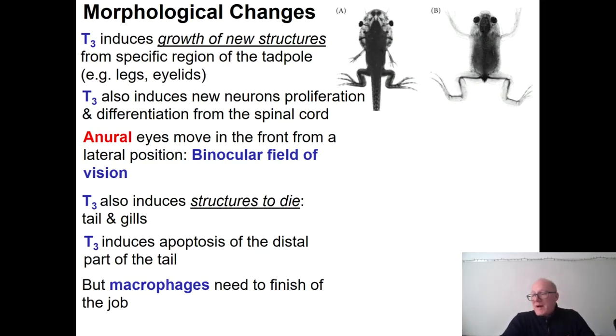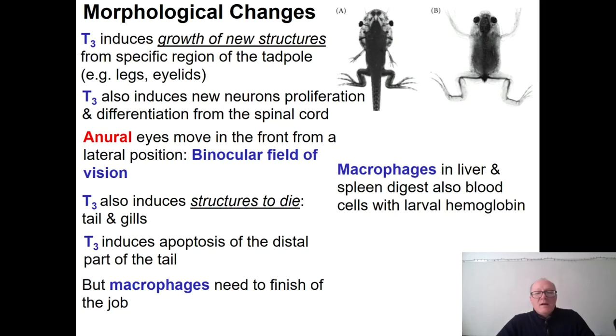The macrophages live in the blood. So these are cells that are part of the immune system of the animal, and usually the job of the macrophages is going around the body to remove debris, bacteria that have died, or viruses that have been killed by the immune system, or cells as well that are dying in the body. Another thing that happens is that the macrophages in the liver and spleen digest the blood cells with larval hemoglobin.